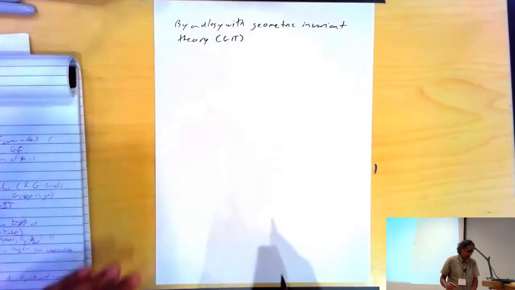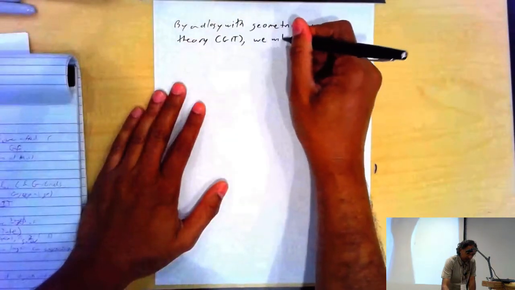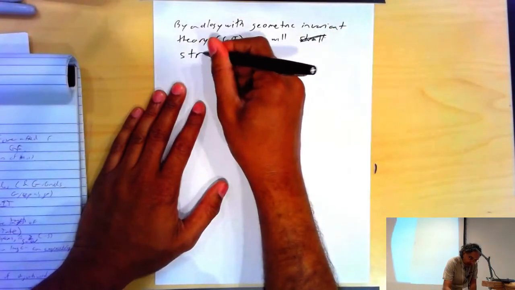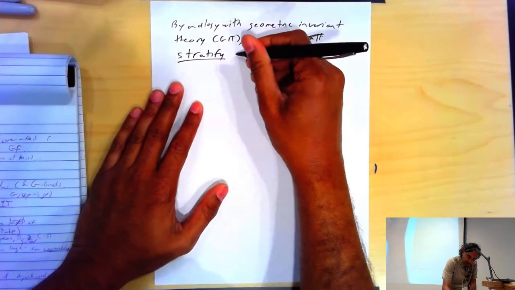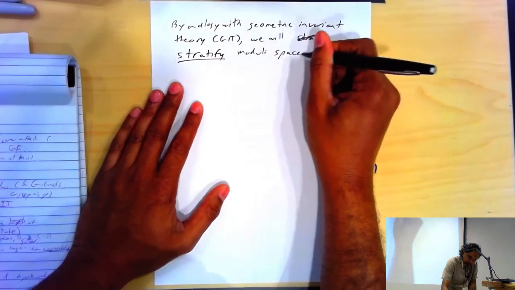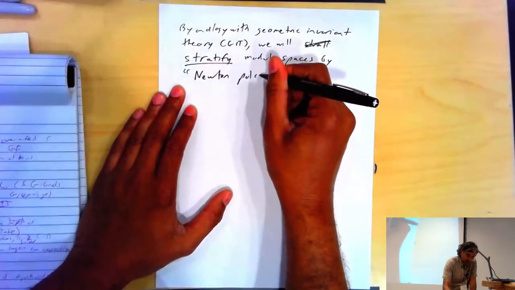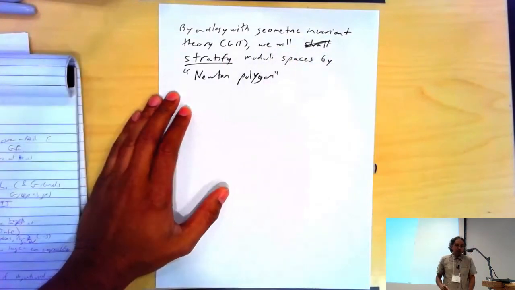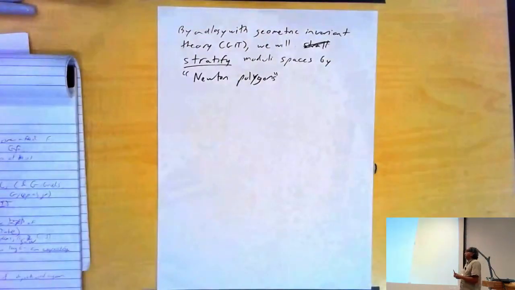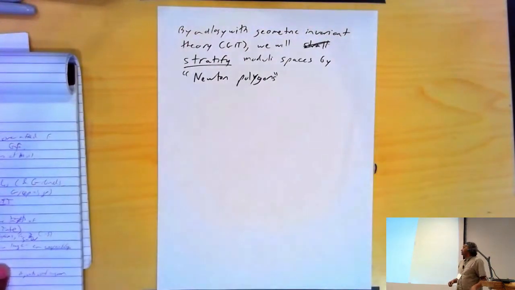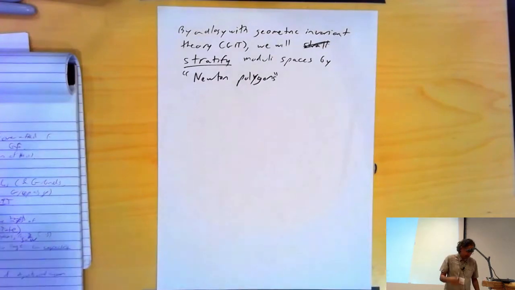So by analogy with GIT, we will stratify these moduli spaces by something which, for those of us who are used to doing p-adic analysis, looks like Newton polygons. That's not the right name for them. We'll come to the right name in a moment, but things that sort of look like Newton polygons. And this will identify various pieces of these moduli spaces as having various useful structures.